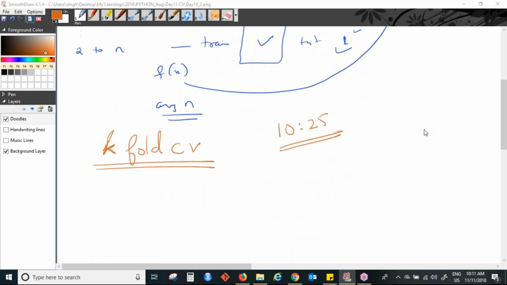And I will repeat this process. Next I'll take 2, 3, 4, 5 and test the model on the first part. Then I will take 1, 2, 4, 5 and test the model on the third part. Then 1, 3, 4, 5, and I'll test the model on the second part. And finally 1, 2, 3, 5, and test the model on the fourth part. So here, how many times am I running the model? I am running it only 5 times.